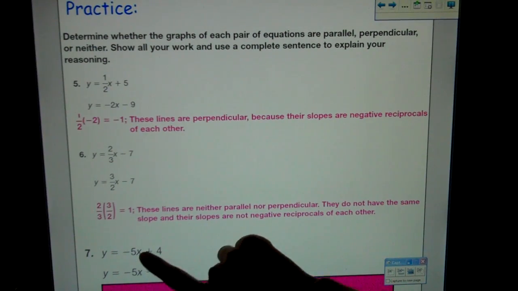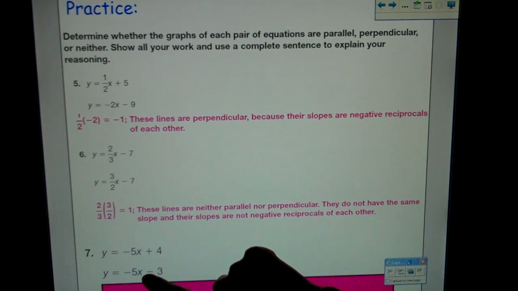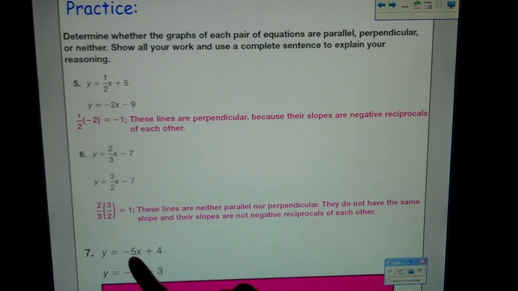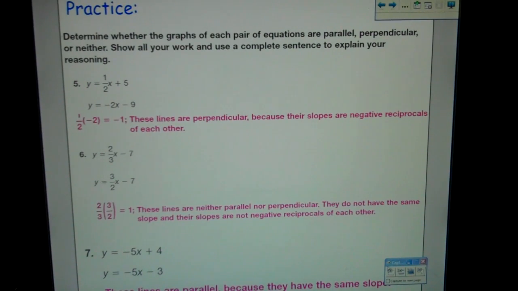Let's look here. Last one. -5x, -5x. This slope is -5. This slope is -5. Are those the same? Yes, they are. These lines are parallel because they have the same slope.